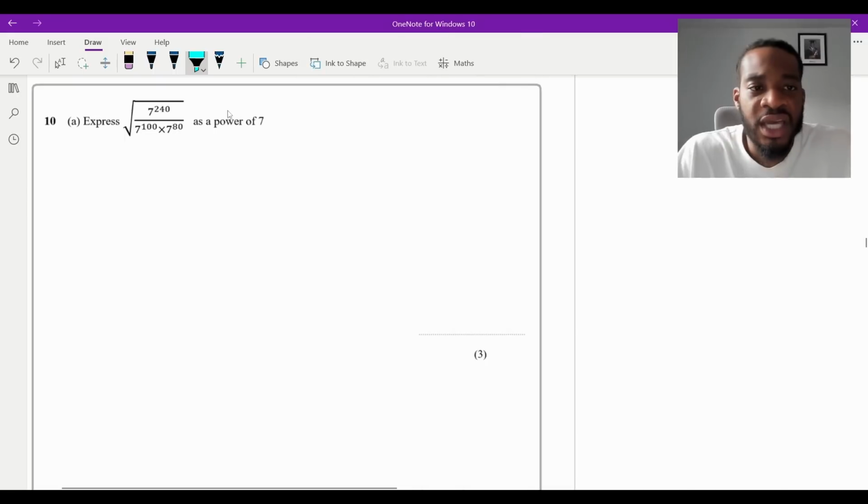Now, what do we see here? Well, we've got powers, don't we? We can use our index laws, right? So even though this is a calculator paper, you still need to know some stuff from paper one, right? So what can we do from here? Well, remember your index laws.